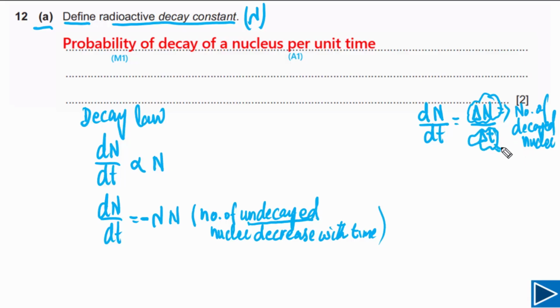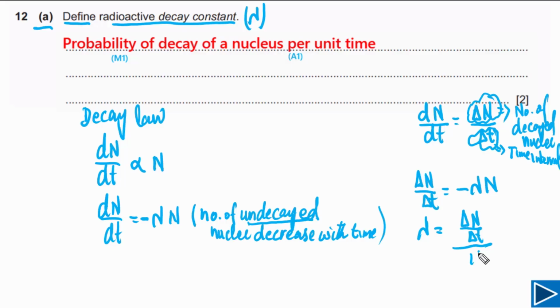And delta t is simply the time interval. Now we can write down our formula in this form. We can say delta N by delta t is equal to negative lambda times N. Now if we write lambda on the left side, we can say lambda is equal to delta N by delta t divided by N, and the negative sign is here.